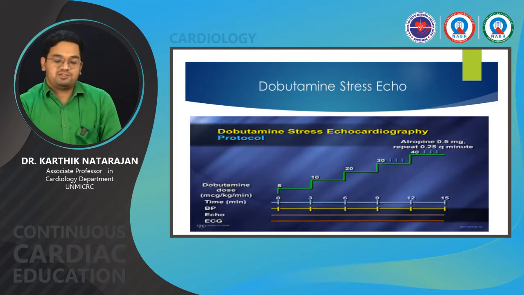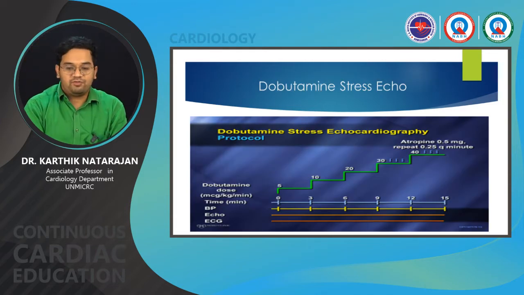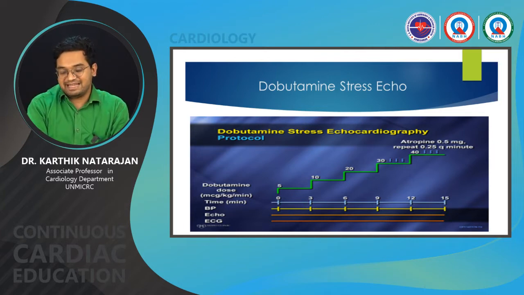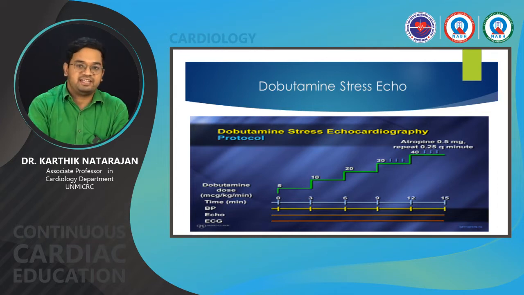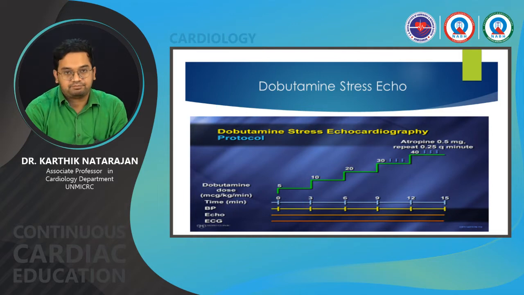So we move on to the first modality, which is dobutamine stress echo. All of you must be aware of this. We get a baseline echo done in 3 views: a 2-chamber view, a 3-chamber and a 4-chamber view. Then we start dobutamine at a dose of 5 microgram per kg per minute, and at every 3-minute interval, we increase the dose by 5 microgram per kg per minute, going up to 40 microgram per kg per minute. If at the end of this high dose of dobutamine you don't see an increase in the heart rate, you give the patient atropine to increase the heart rate.